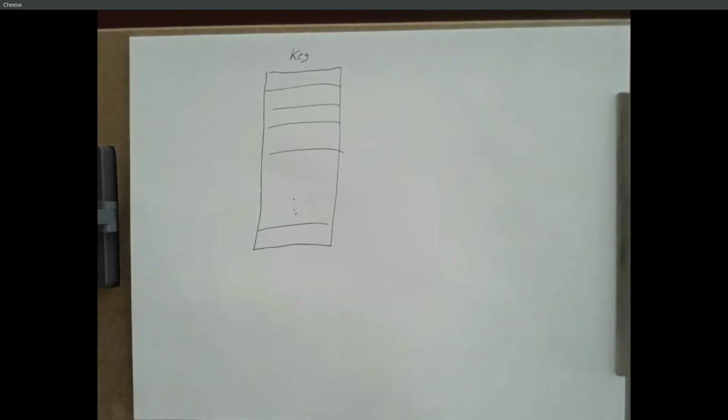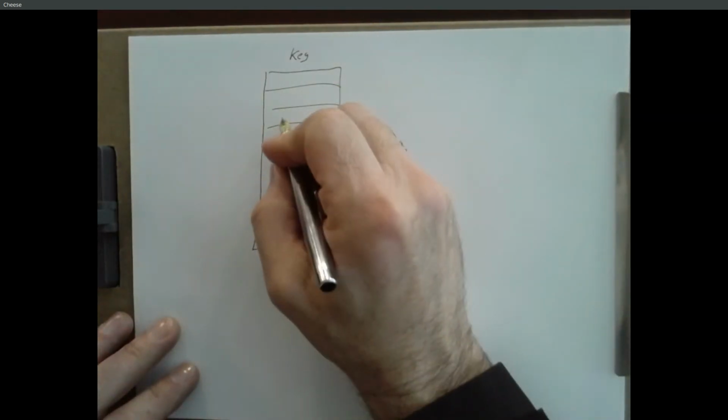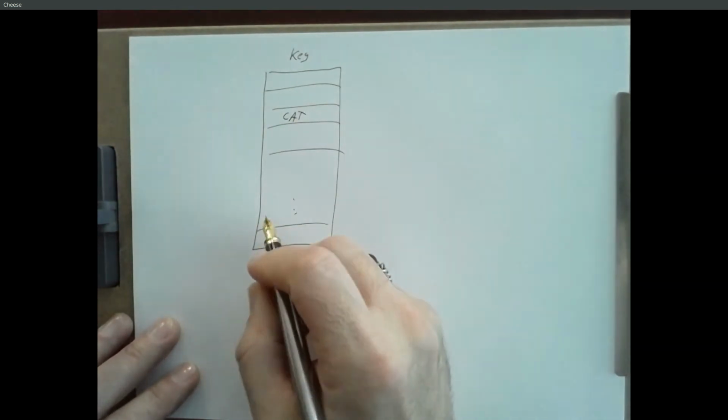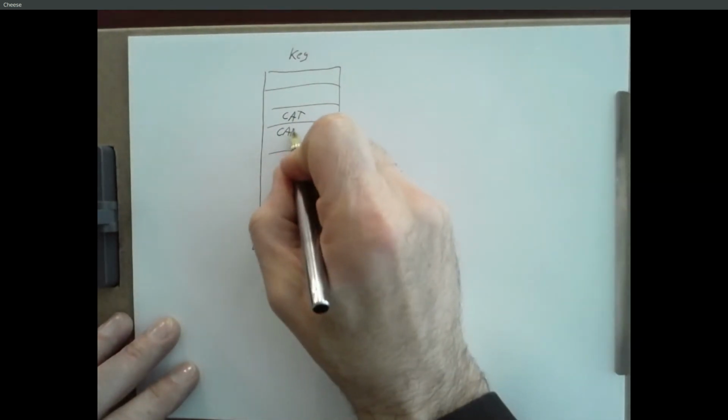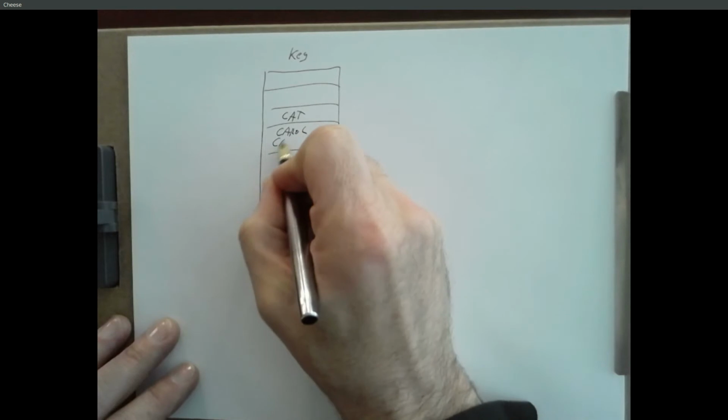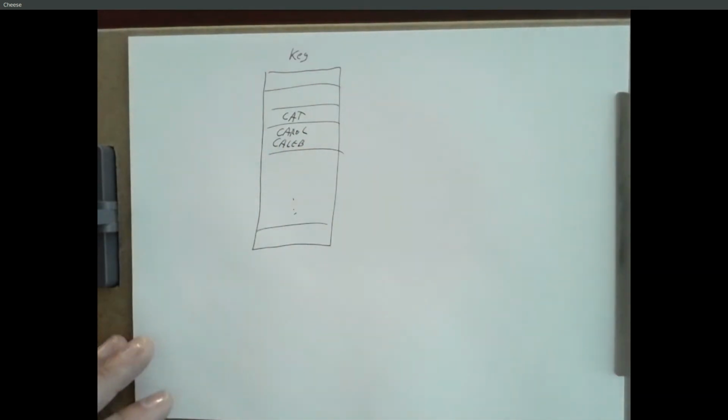So there's this idea that we want to store a name. So we store cat, and we try to store Carol, and that goes in the next location. And we try to store Caleb, and that goes in the next location.